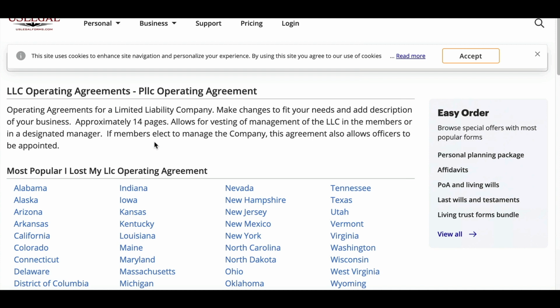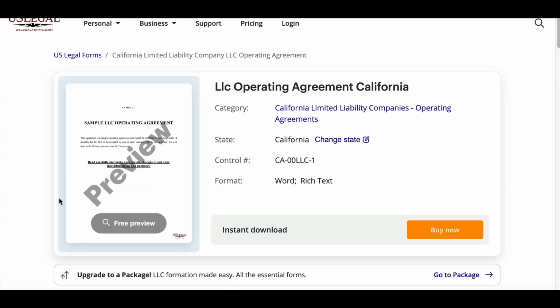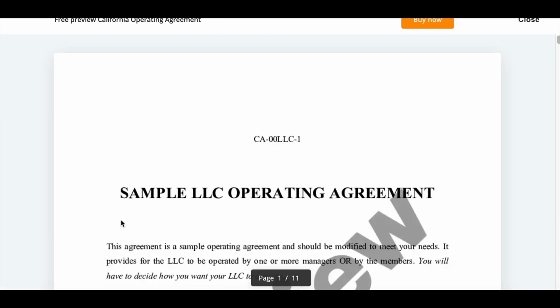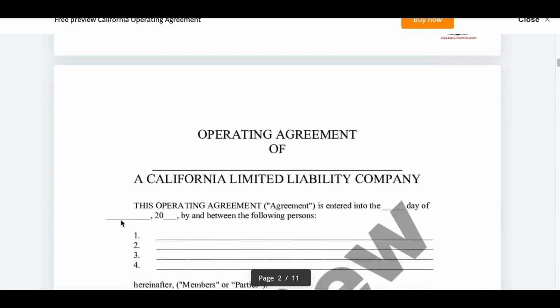Allows for vesting of management. The LLC members are a designated manager. Manager elects to manage a company. Allows officers to be appointed. All right, so California. First, we're going to click on that. Why is it a PLC? A professional LLC? Okay, so it's an instant download. Let's go ahead and look at the free preview. All right, sample LLC. Make changes for your purpose.